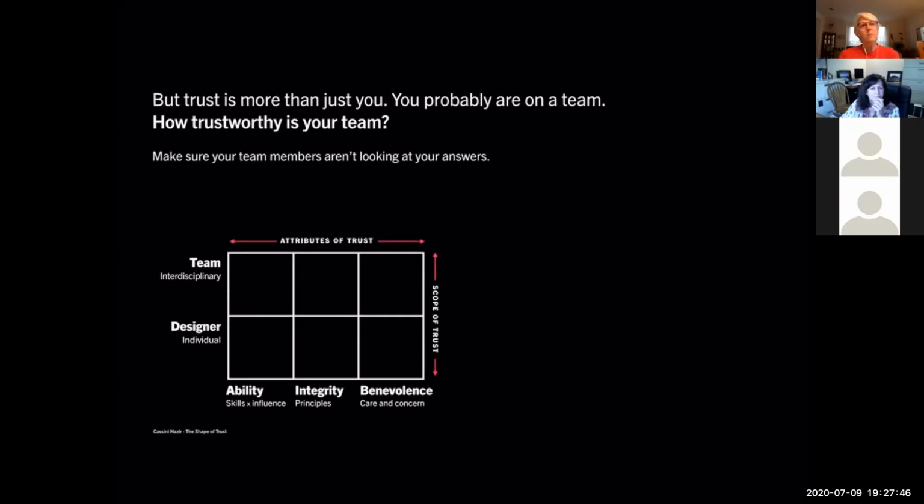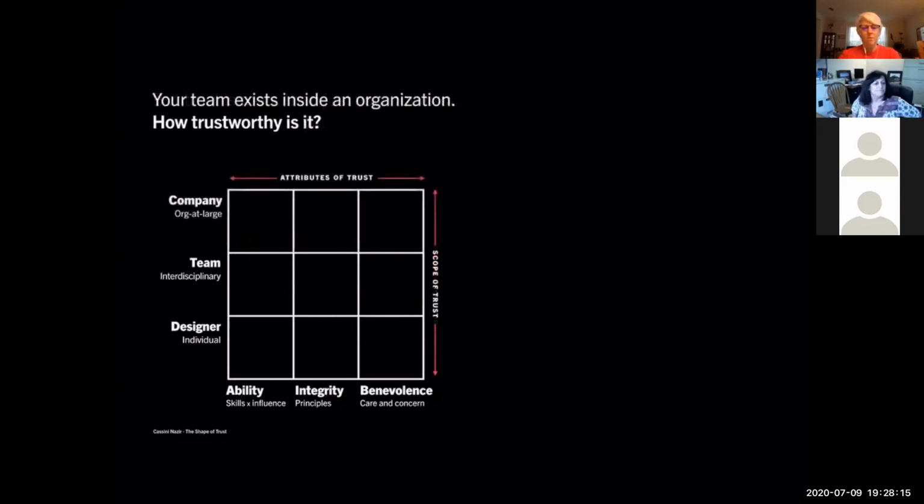Now, designers work on teams. So as we expand the scope of trust, take a moment to rate the ability, the integrity, and the benevolence of your team, whatever team you work on. And if you're not currently working on a team, think about a team where you are high functioning or high performing, and rate the ability, integrity, and benevolence of the high functioning team. And finally, we usually work on teams in the context of an organization, a company, an institution. How would you rate that company?